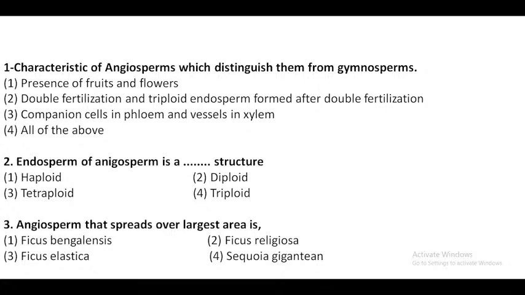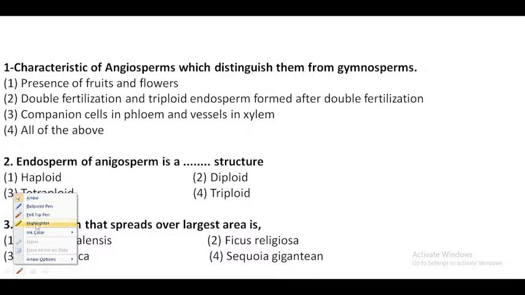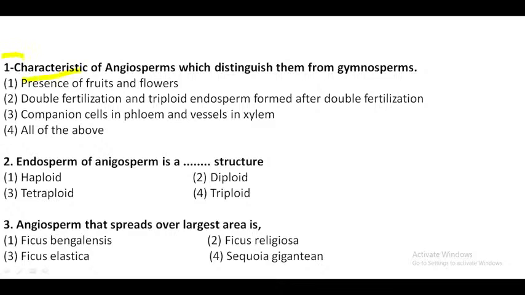Now, today we are going to talk about the MCQs based on the angiosperm. So, let's start because we will not take too much time and I don't want to waste your time also. Firstly, we will do fast. Let's look at how many questions are given. Okay, so we will take the pen after that. Question number first is: characteristics of angiosperm which distinguish them from gymnosperm.